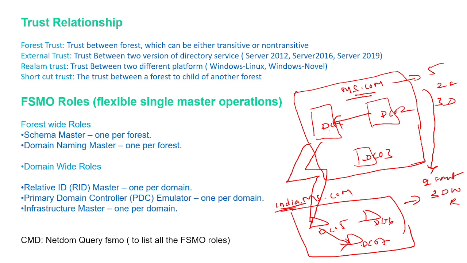The fourth one is the PDC emulator, or primary domain controller emulator. This is one per domain. This is a very important FSMO role, because if you shut down this PDC, within a fraction of minutes you will start seeing issues. Say for example, the PDC is responsible for password synchronization. It means you change the password by logging into DC001.